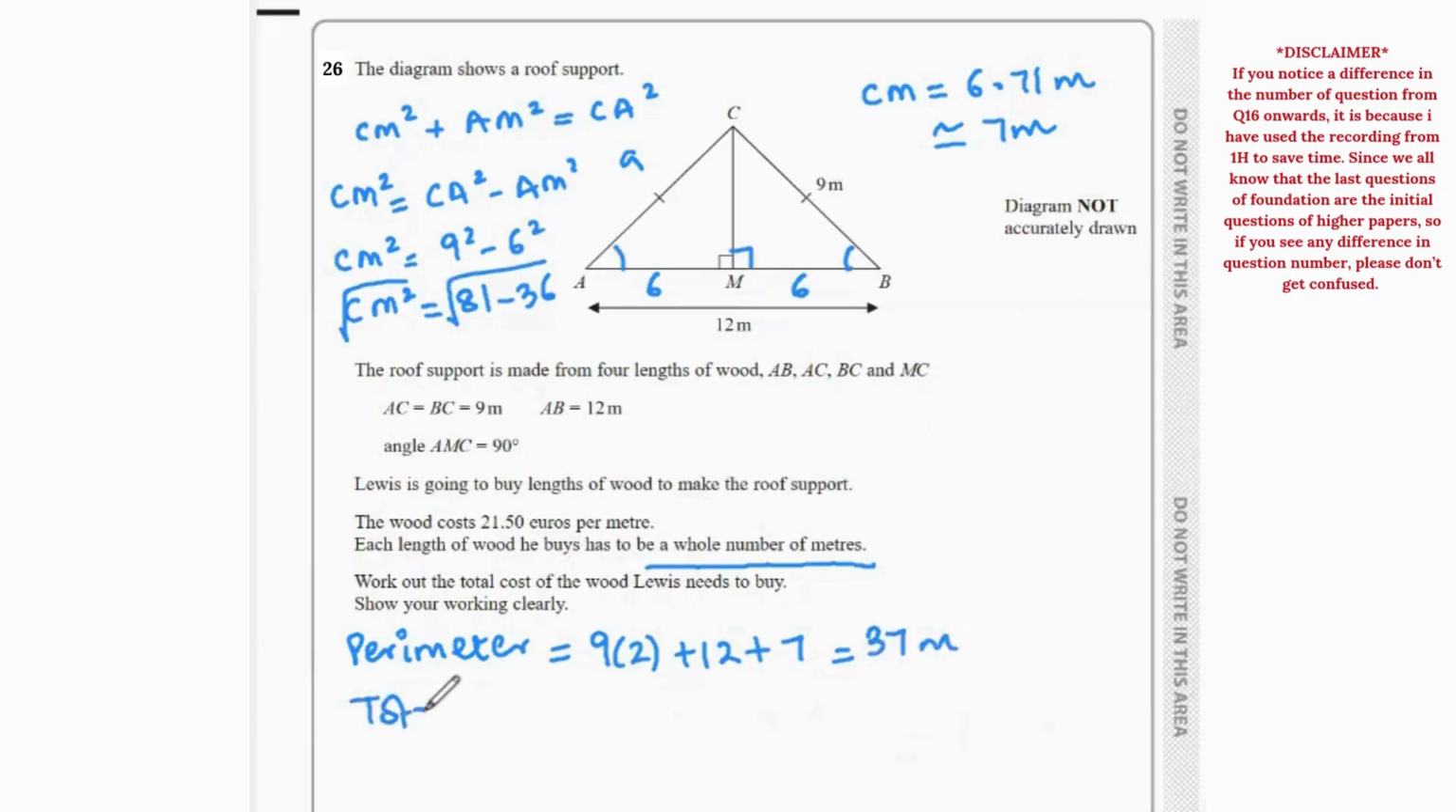So for total cost, they said that per meter it's 21.50 euros. So for 37 meters, it's going to be 37 times 21.50, and that gives us 795.5 euros. That is the total cost of wood Lewis needs to buy.